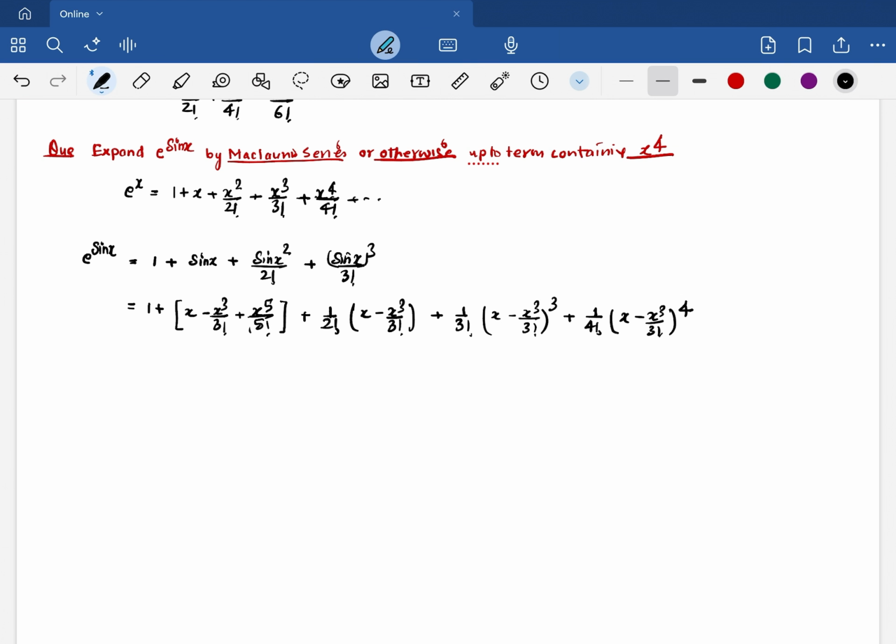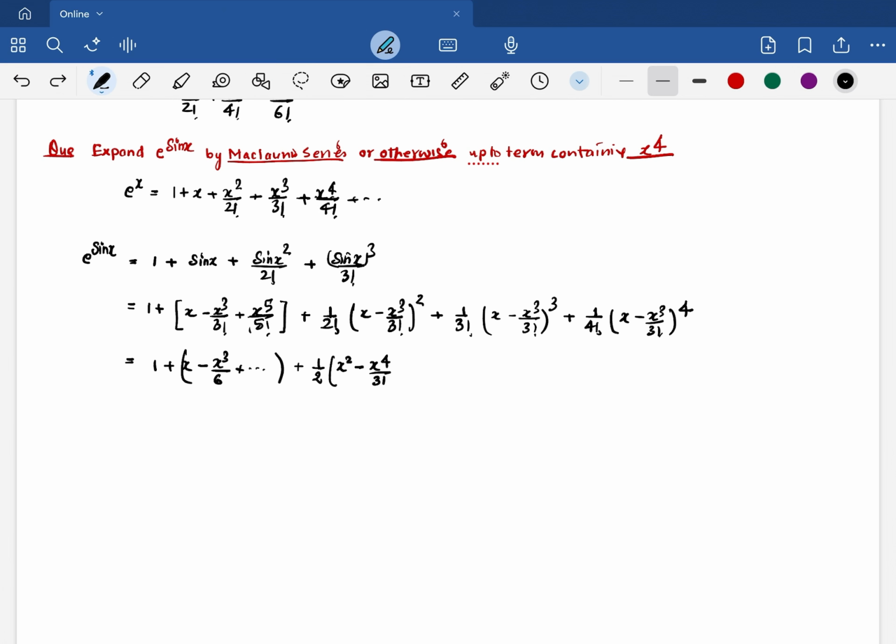Now 3 factorial will be 6. We are not writing the x to the power 5 term because that is not required; in the question it is asked to express up to x to the power 4. Can we say 1 upon 2 factorial is 2, and this is squaring, so x square minus x to the power 4 upon 3 factorial.